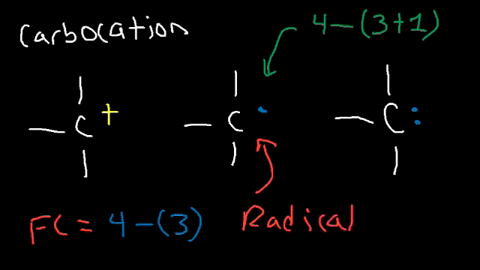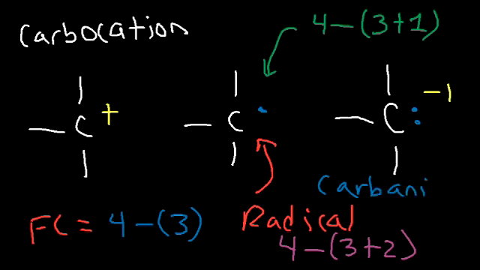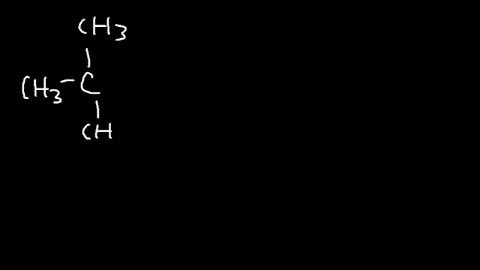So now for the carbon on the right, carbon has 4 valence electrons, and in that structure it has 3 bonds, 2 dots. 3 plus 2 is 5, so 4 minus 5 is negative 1. So this carbon has a negative 1 charge. Whenever carbon has a negative charge, it's called a carbanion. Now let's talk about the stabilities of carbocations, radicals, and carbanions. Tertiary carbocations, that's where the carbon is attached to 3 other carbons. Tertiary carbocations are more stable than secondary carbocations.